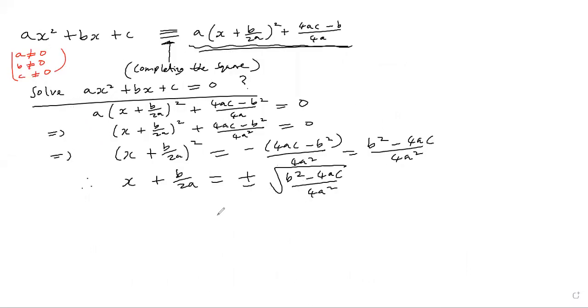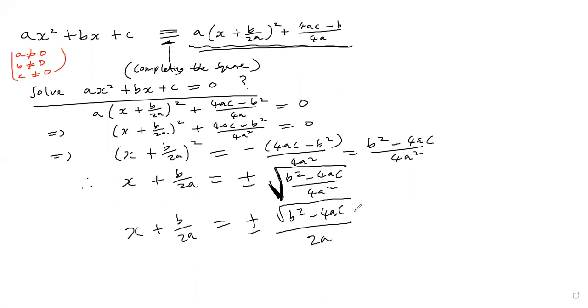Now we can't really simplify this numerator, so we just keep it as it is: b squared minus 4ac. If we simplify this denominator, let me emphasize that this square root is covering the denominator as well. The square root of 4a squared is just 2a. So x plus b over 2a is equal to plus or minus the square root of b squared minus 4ac, over 2a.